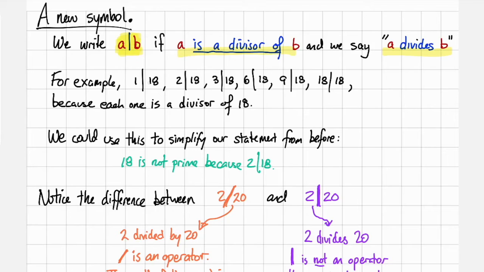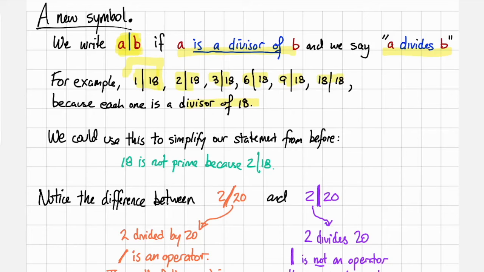For example, we could write 1 vertical bar 18 and say 1 divides 18 because 1 is a divisor of 18. Similarly, 2 divides 18, 3 divides 18, 6 divides 18, 9 divides 18, and 18 divides 18. So instead of continually writing out 1 is a divisor of 18, 2 is a divisor of 18, 3 is a divisor of 18, we have this shorthand, the vertical bar, to take the place of the concept of is a divisor of.